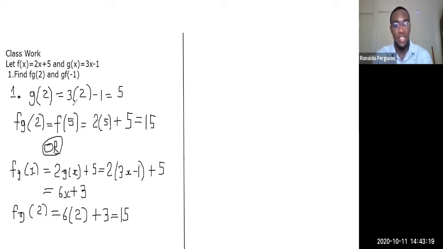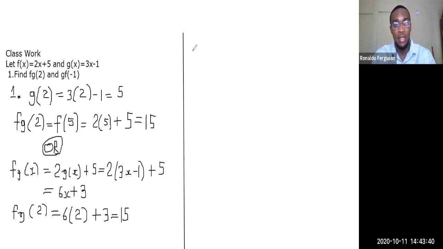So notice there are two ways. We could have found g of 2 first, and then the result is 5. And so fg of 2 is then the same as f of 5, because g of 2 is 5. Then that gives us the answer. Or we could have found the composite function fg of x and then plug in x as 2.